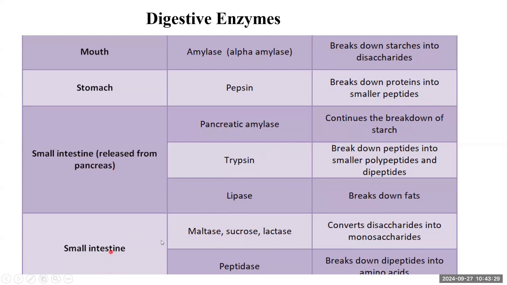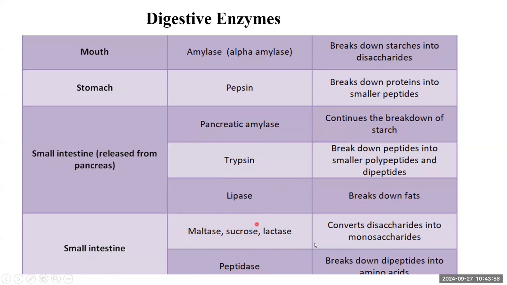The next part, we're going to talk about the small intestine. These are the enzymes of the small intestine, or intrinsic enzymes. The three previous ones come from the pancreas and are released into the small intestine, but these are maltase, sucrase, lactase, and peptidase. These enzymes are intrinsic enzymes that are released in the small intestine.